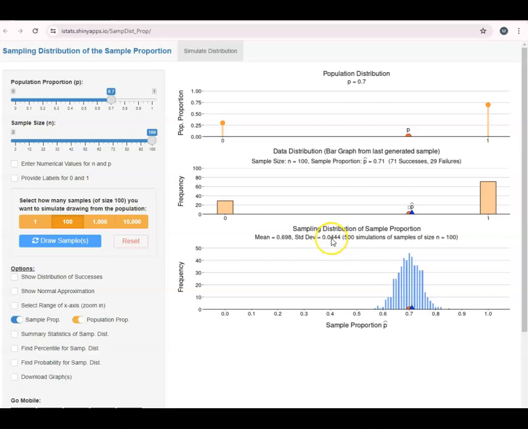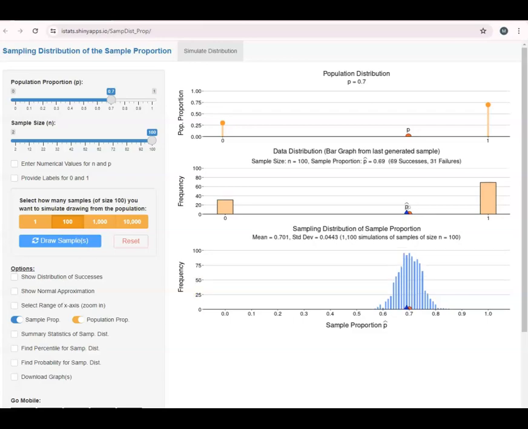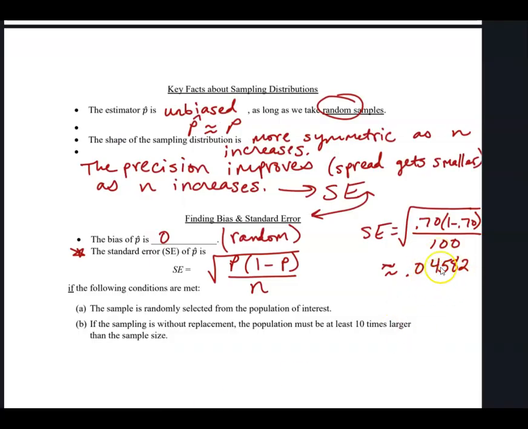What I want you to notice is it's a little bit different, but it's close to this number right here. The reason this number is slightly different is because it varies with every sampling distribution. Every sample is different, so every sampling distribution is going to be different. If I keep drawing simulations, this number should, in theory, get closer and closer to this number. But this is what the standard error should be for that particular sampling distribution, so long as two conditions are met. First is that the sample is random, which ours always will be, so you don't have to worry about that, and that the population is at least 10 times larger than your sample size.